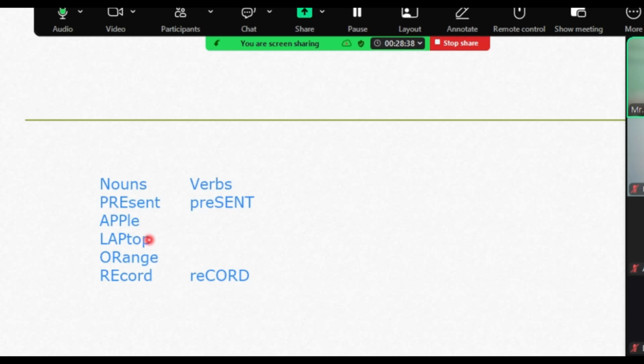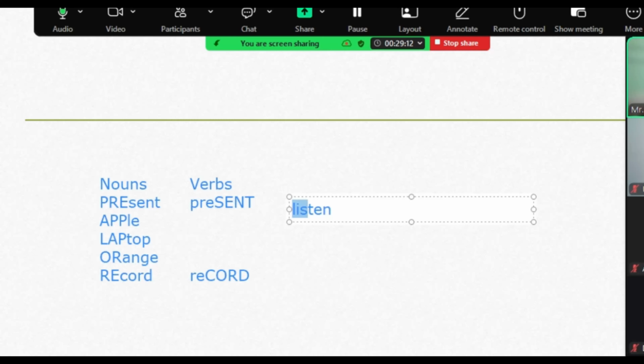So if it is a noun, most of the time, about 90%, they use the first syllable stress. If it is a verb with two syllables, they use the second syllable stress. Only on some occasions, some words use the first syllable stress, but most of the time they use the second syllable stress. Listen, but this is an exception.